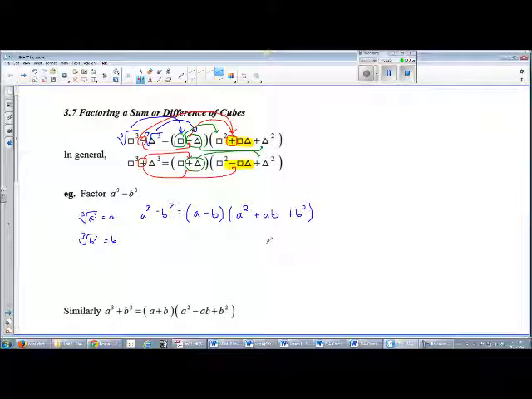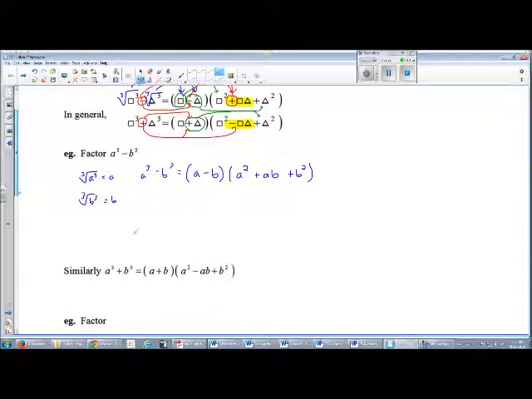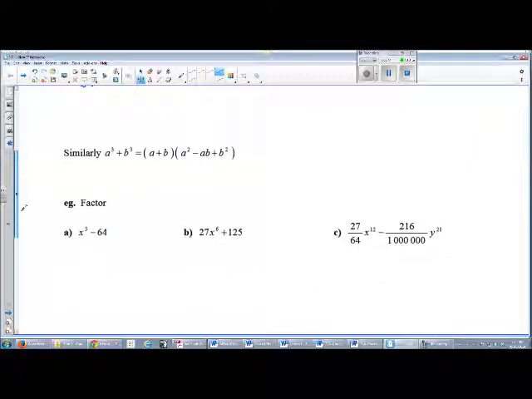Okay, so let's move along to the next couple examples down below. Notice that similarly, from what we just saw up here, we have the same sort of format when it's a sum of cubes here. Okay, so let's factor a couple of these.